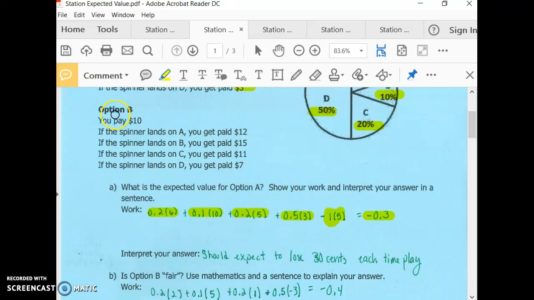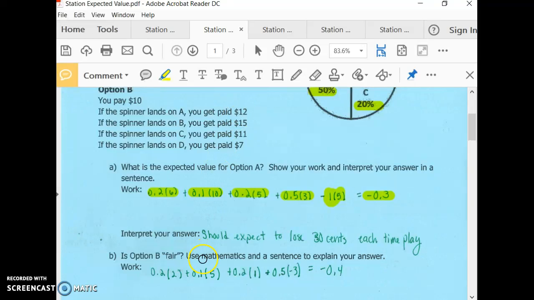So if I do option B, 0.2 times 12, I did this one differently. So how much did I pay to play, which is 10? So 12 minus 10 is 2. 15 minus 10 is 5. 11 minus 10 is 1. And then 7 minus 10 is a negative 3.